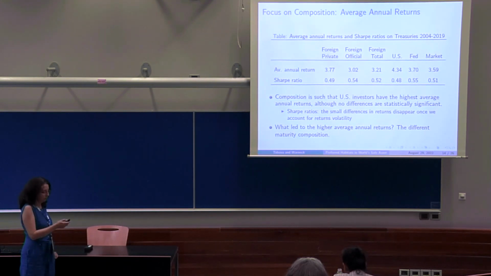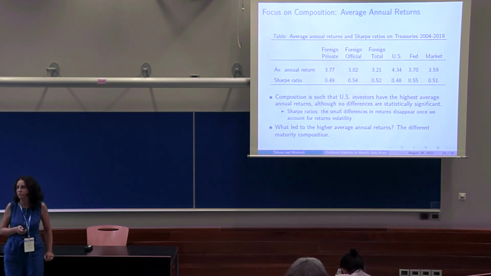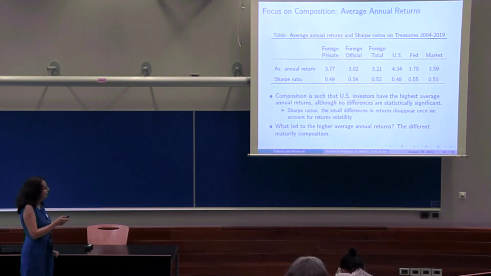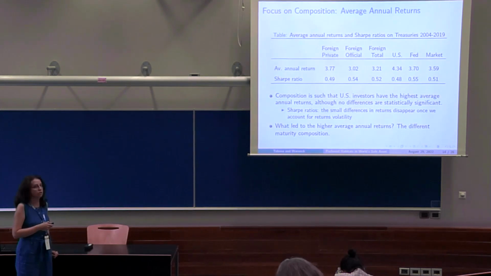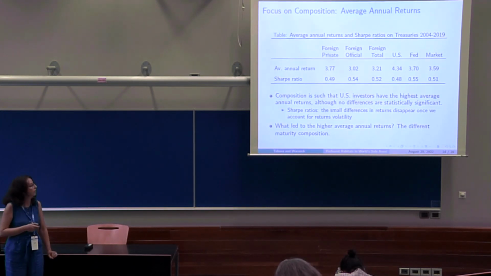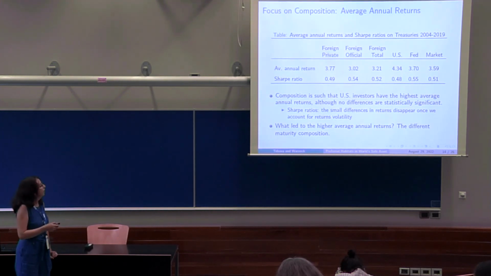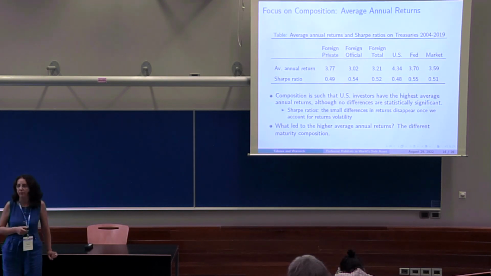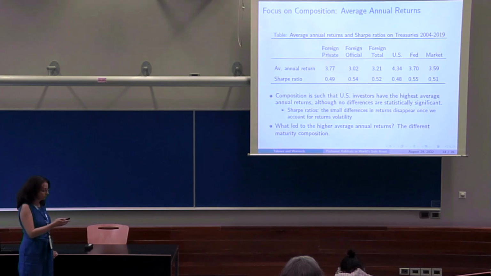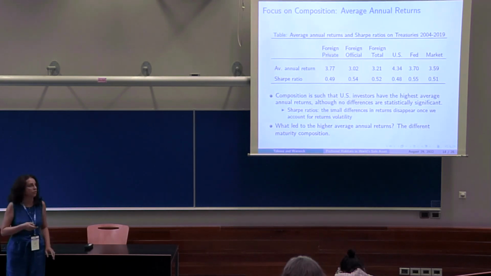So what is leading to these higher returns for the US? It's really, as I showed you, the composition of portfolio. They have the highest duration portfolio. Now, we also calculate the Sharpe ratio. So these are average annual returns relative to the standard deviation. And we see that once we control for the volatility of these returns, the US really underperforms all other investors. Now, this is a measure calculated based on the composition of the portfolio.